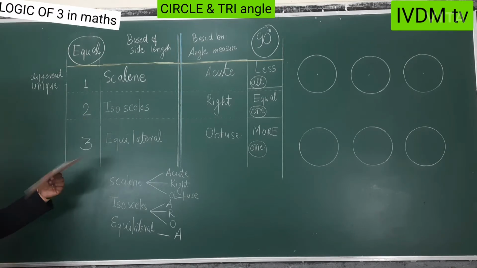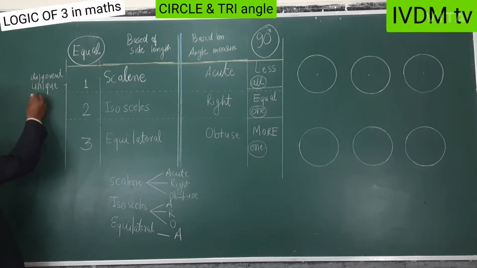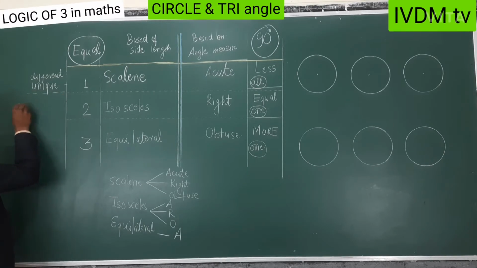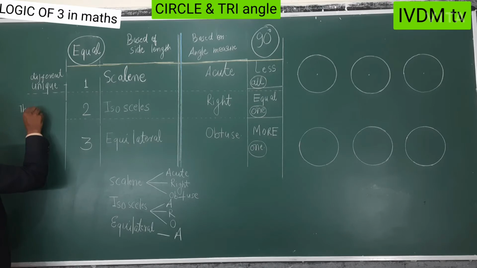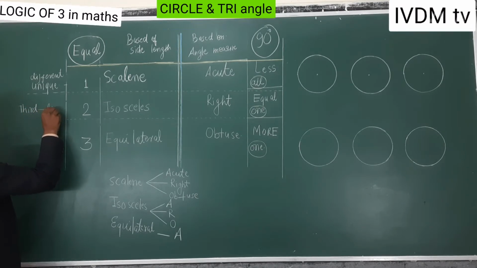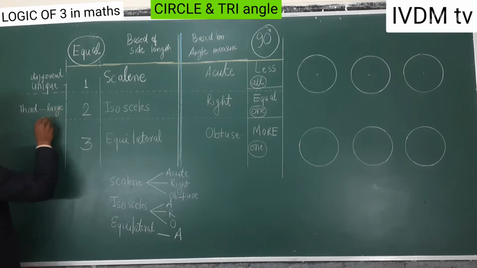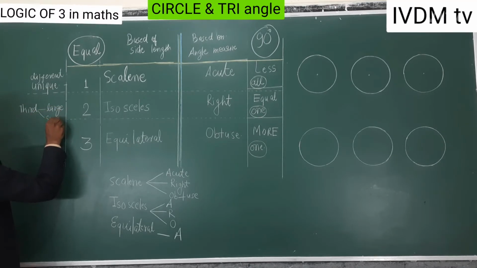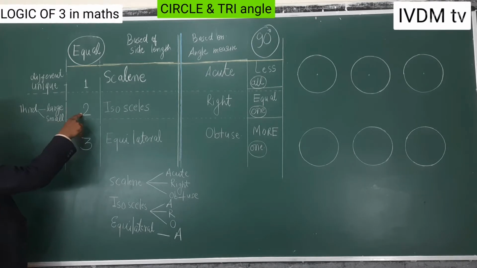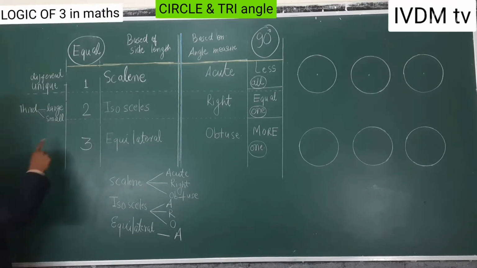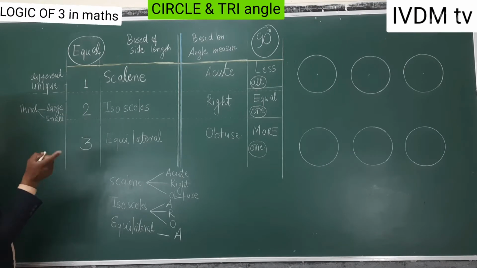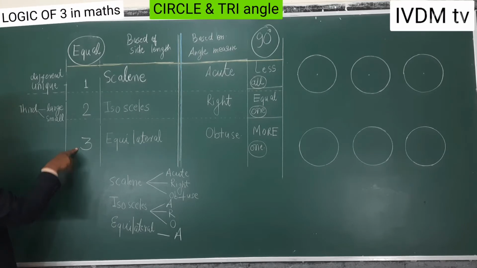2 means only two sides are equal. So here, if two sides are equal, the third side may be large or small. So two chances, large or small, for the third side. The two sides are equal. And if all three sides are equal, we have only one condition. This is also a unique condition.